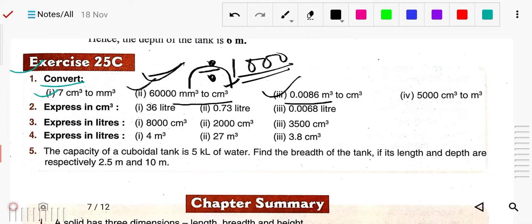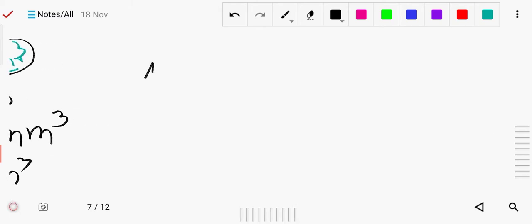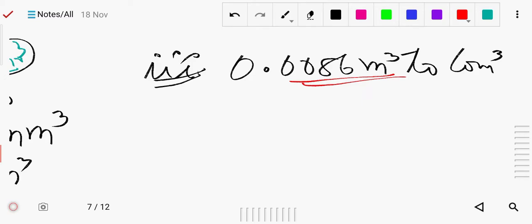0.0086 meter cube to centimeter cube, meaning meter to centimeter, highest to lowest, so you have to multiply. By how much? So you just solve it. Question number 3: 0.0086 meter cube to centimeter cube, you have to convert. In 1 meter, how many centimeters? 100. But it is a cube, so 3 times 100 you multiply.